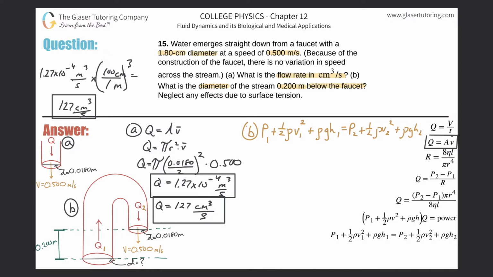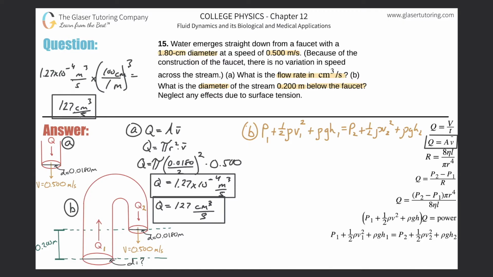If you notice, doesn't this look strikingly similar to the kinetic energy formula, right? Translational kinetic energy, 1/2 mv squared. Doesn't this look strikingly similar to the potential energy formula, right? mgh, this is just rho gh, right? So there are a lot of similarities between this and, like I was mentioning before, the conservation of energy.